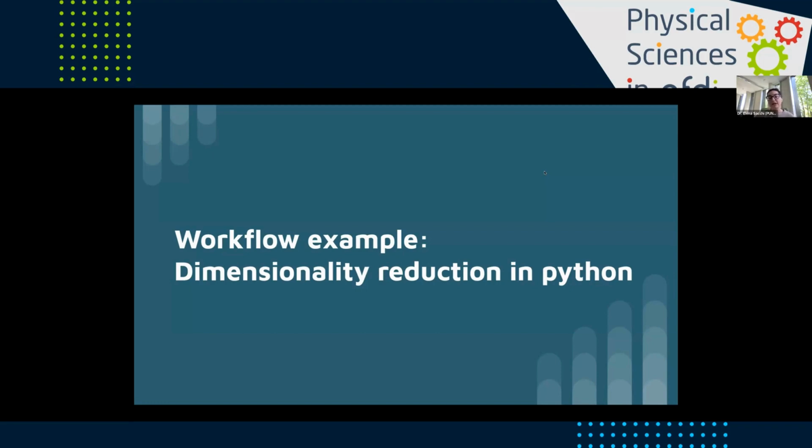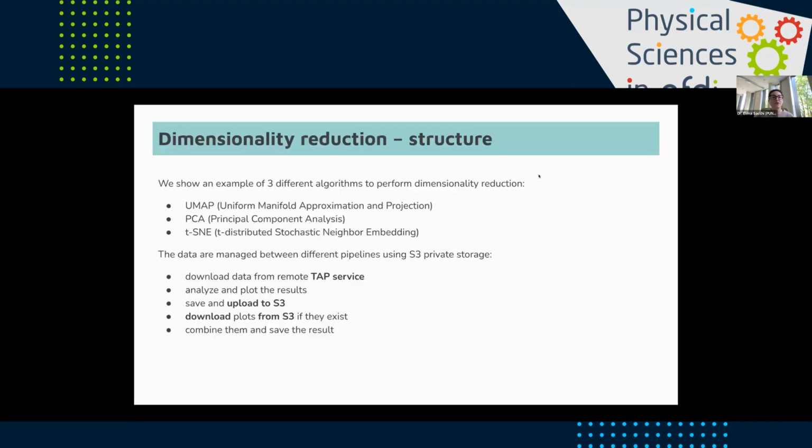that you already have. Just with a few steps, you can update it to make it work on Rihanna. So super quickly, just for context, but it's not that important, we wrote this script comparing 3 different algorithms for dimensionality reduction: UMAP, PCA, and t-SNE. But what we really wanted to show is the data flow we use in this workflow.